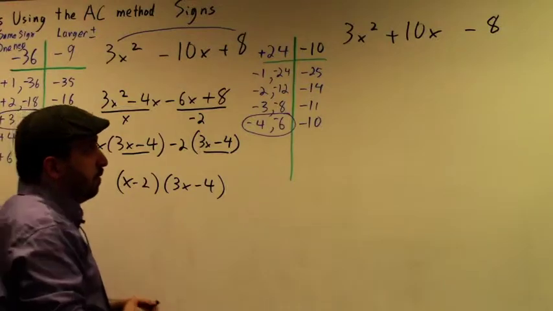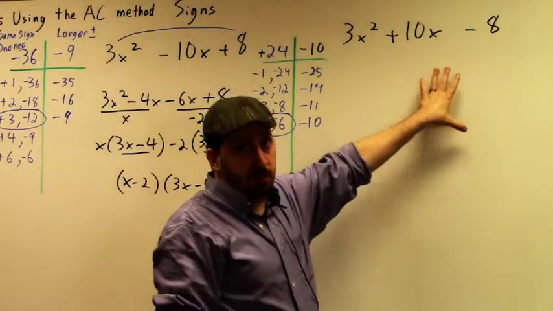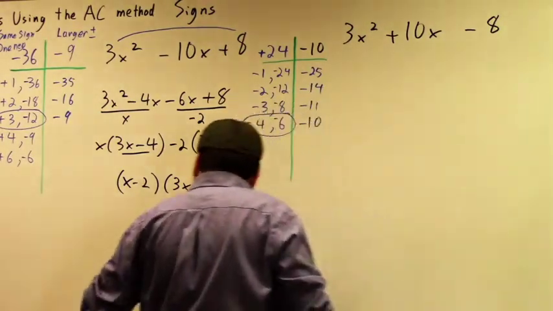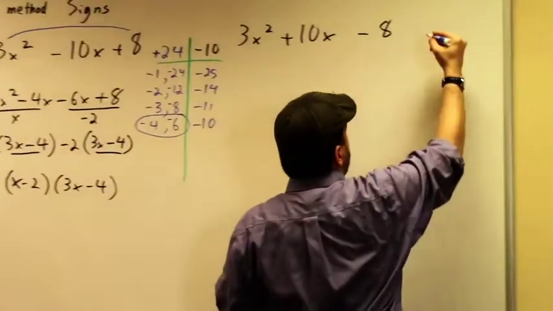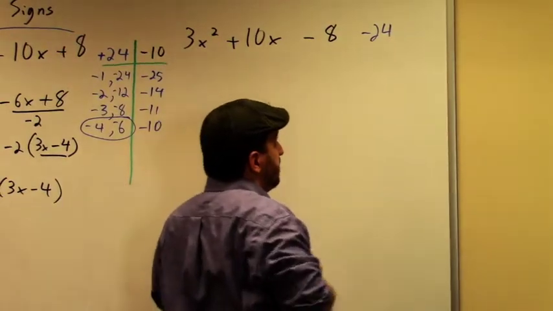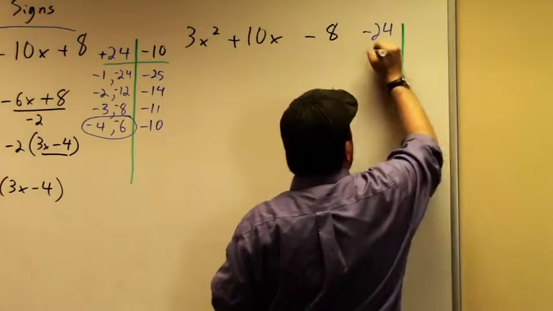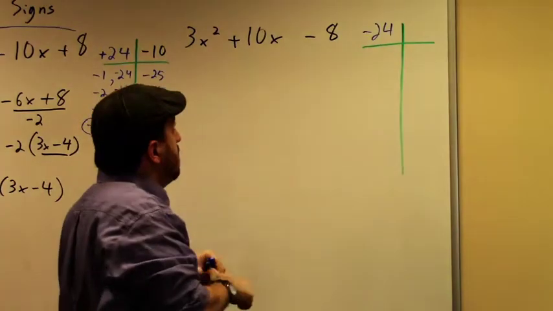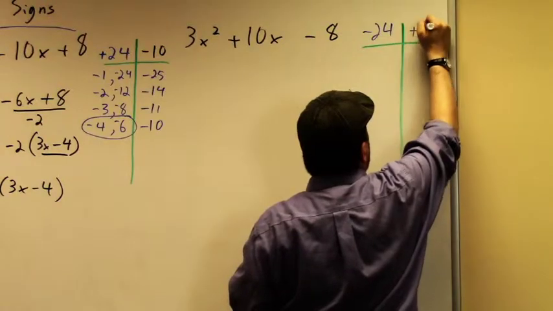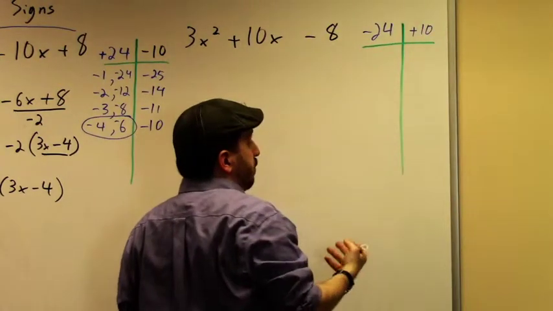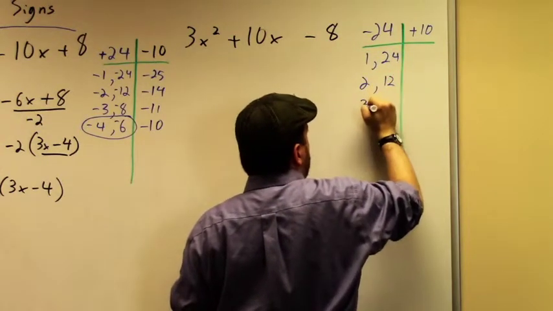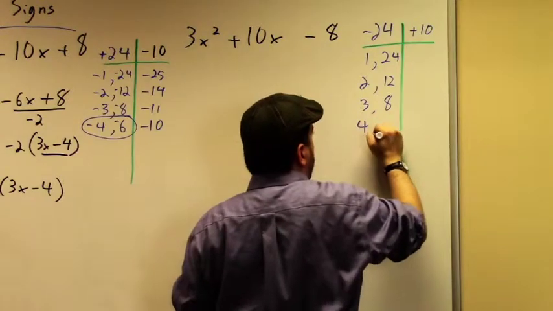Now, in our last example, our numbers are exactly the same as the previous example, only the signs are different. All right? So, when I multiply these two guys together, that's going to give me negative 24. I draw my t-chart. I write down my middle term, which is positive 10. Okay, I start looking at factors of 24, which are going to be 1 and 24, 2 and 12, 3 and 8, and 4 and 6.